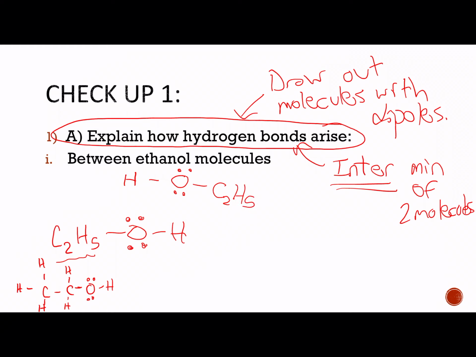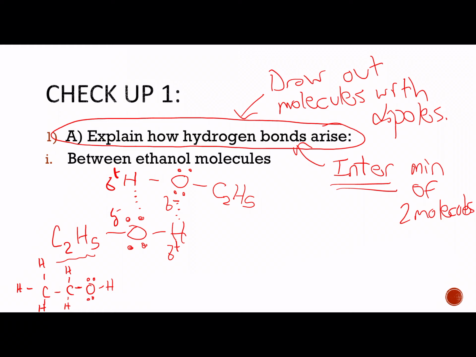And so you need to include the dipoles. So this would be partially negative, partially positive, partially negative, partially positive. And then you need to at least show 1 hydrogen bond. So you could show either here or you could show there. And the dotted line between the 2 molecules, that is the hydrogen bond itself.